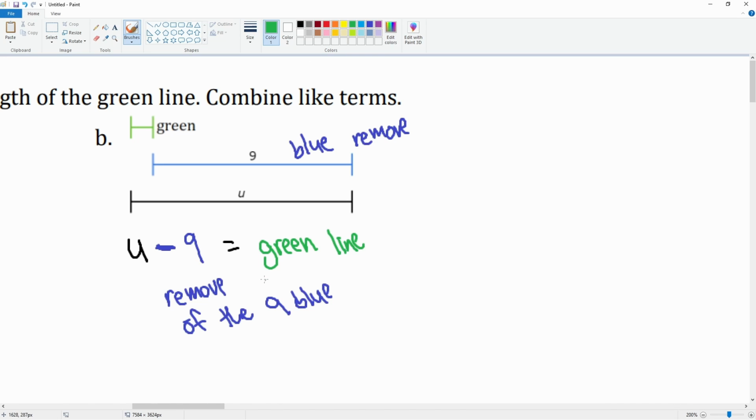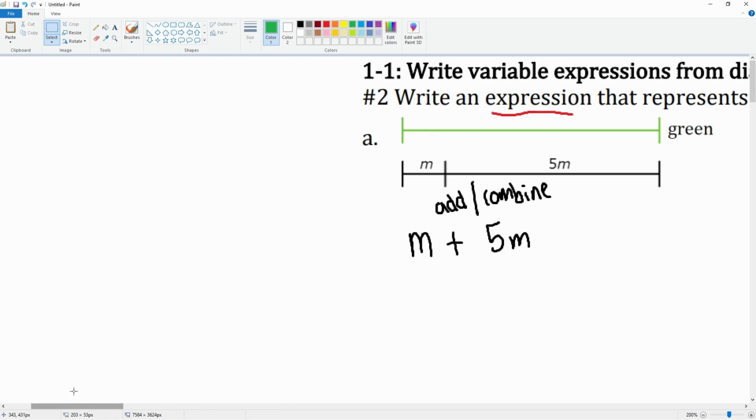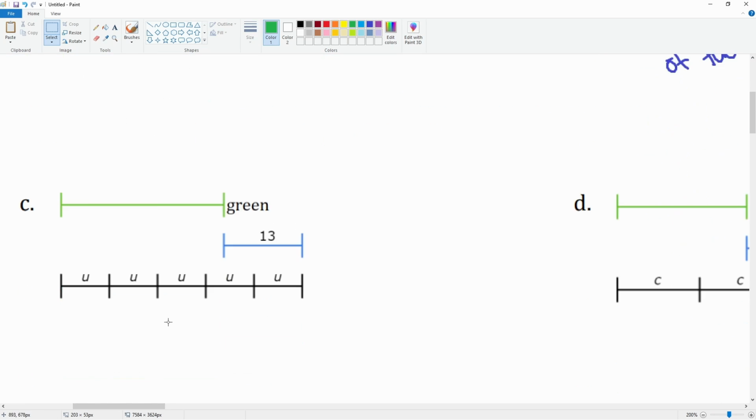All right. And we just want the expression, so let's just have it as u minus 9 as the expression to represent that green line for B. C.